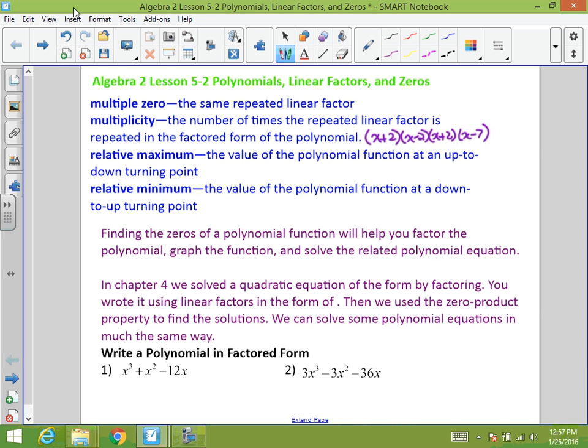A relative maximum is the value of the polynomial function at an up to down turning point, and a relative minimum is the value of a polynomial function at a down to up turning point. And I'll show you pictures of those in a little bit.